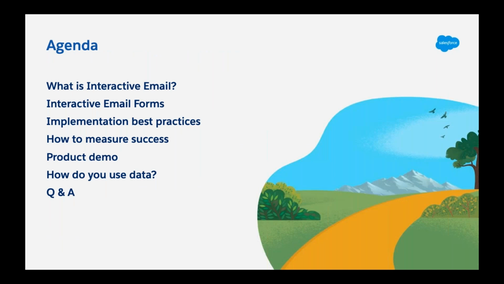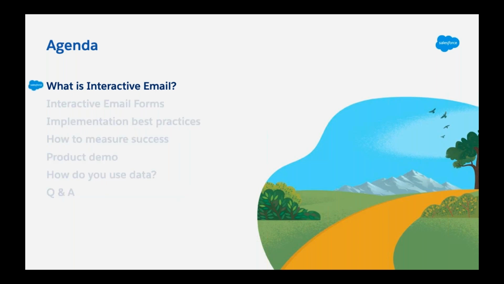So our agenda for today, since I'm not sure exactly the background everyone has with interactive email, I'll spend just a few minutes on what is interactive email. We'll talk about what the forms look like, and then we'll talk about some best practices, and then we'll really get into the demo. I'll do a little bit of a demo, and then we'll talk a lot about data, how you can use the platform to take advantage of the data that you're getting from this product. And so yeah, let's jump in.